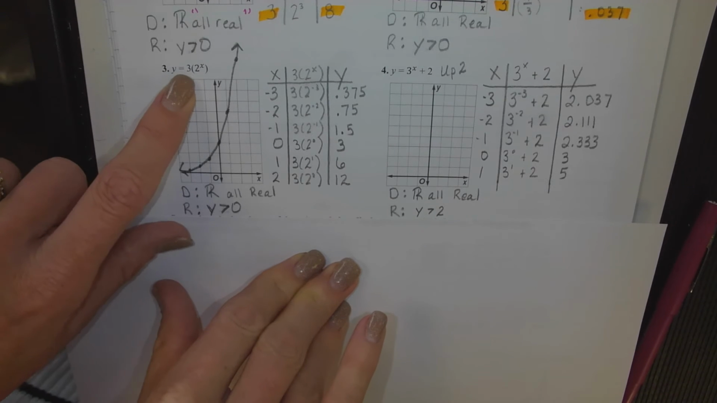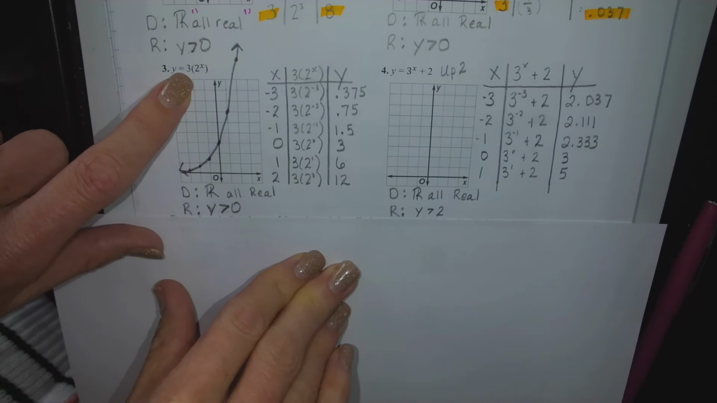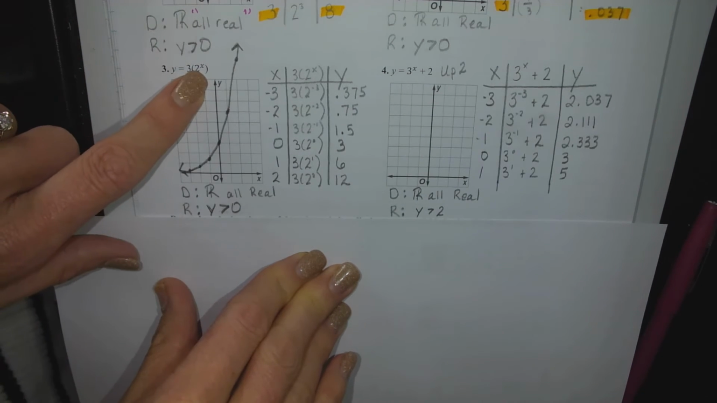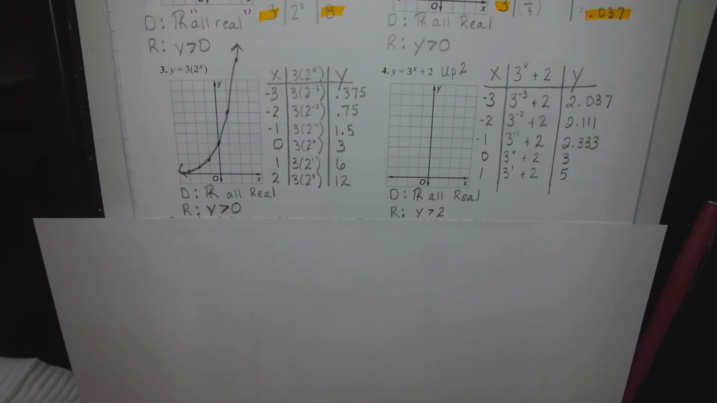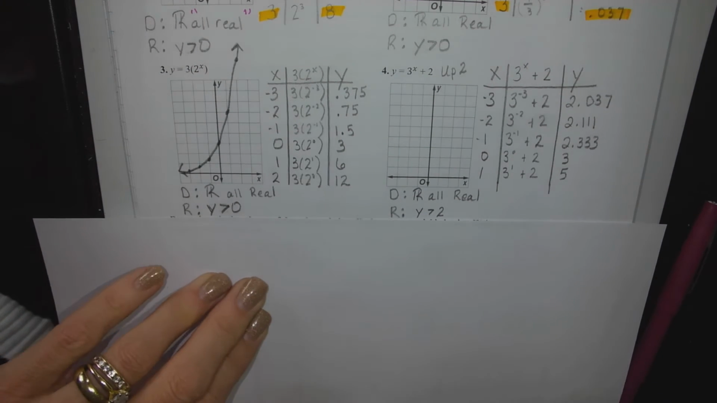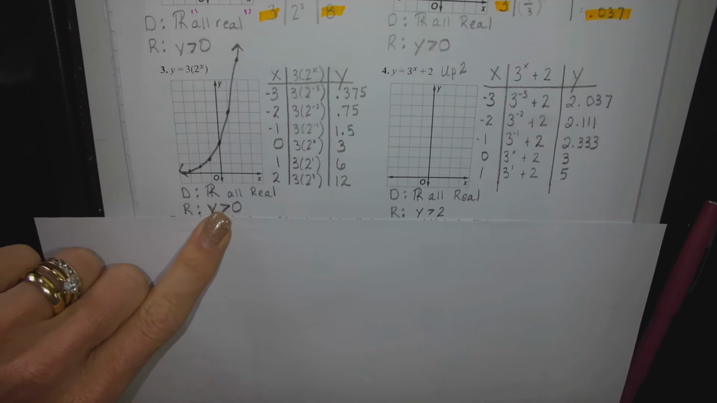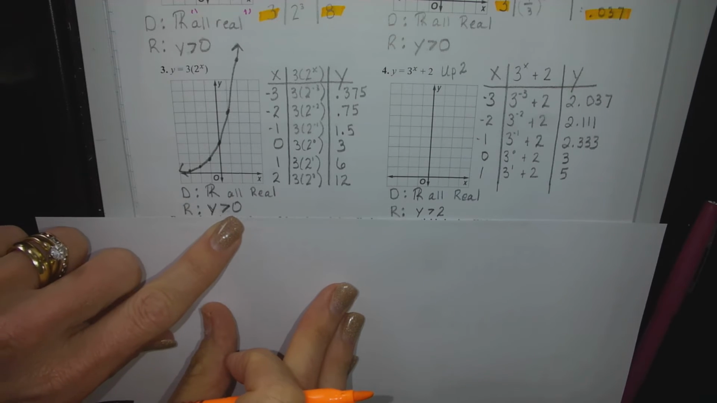So what do we have outside of the parentheses here? What do you notice? We have a 3, and then inside the parentheses 2 to the x. That just changes your y value a little bit. That's all it does. So domain and range. Guess what the domain is? Again, all real numbers. The range is still greater than 0.